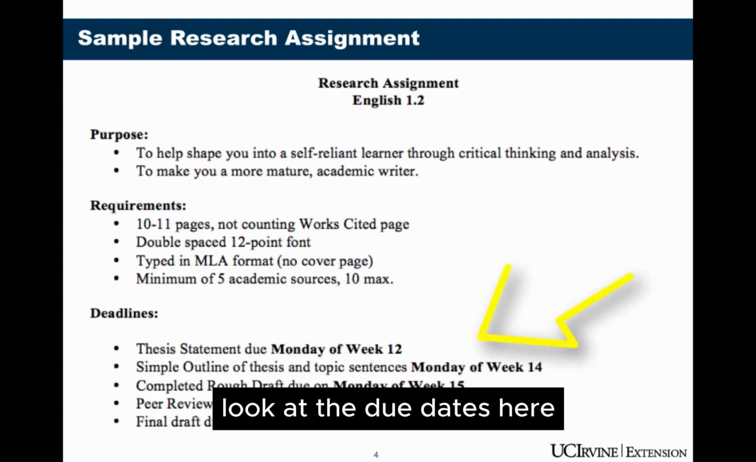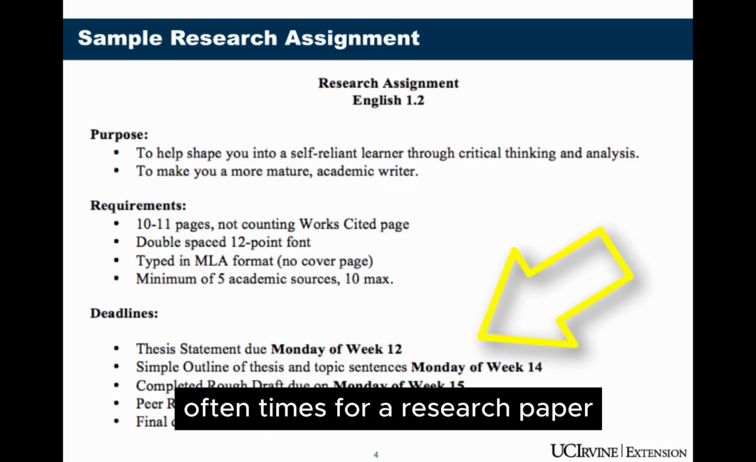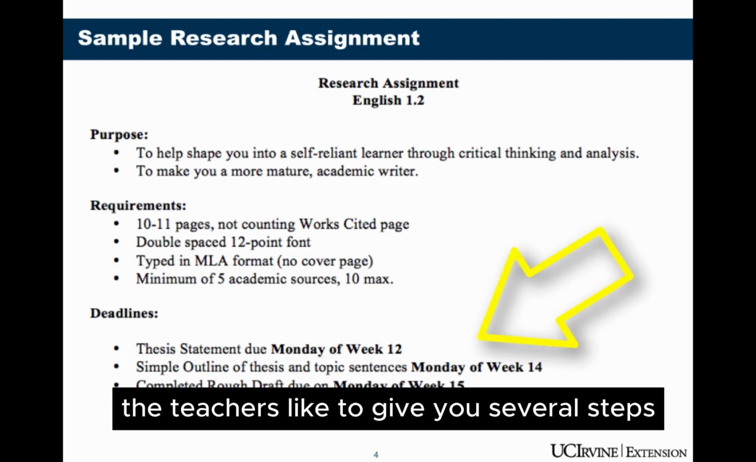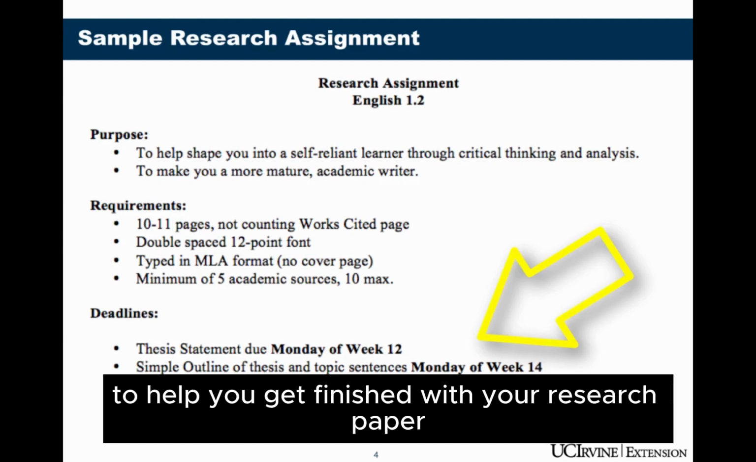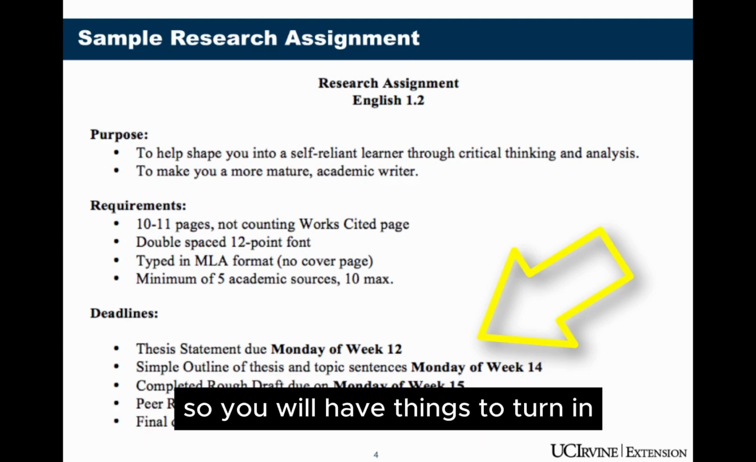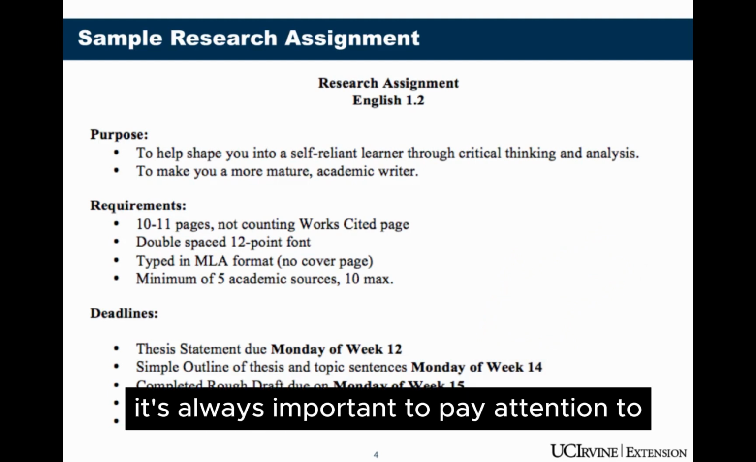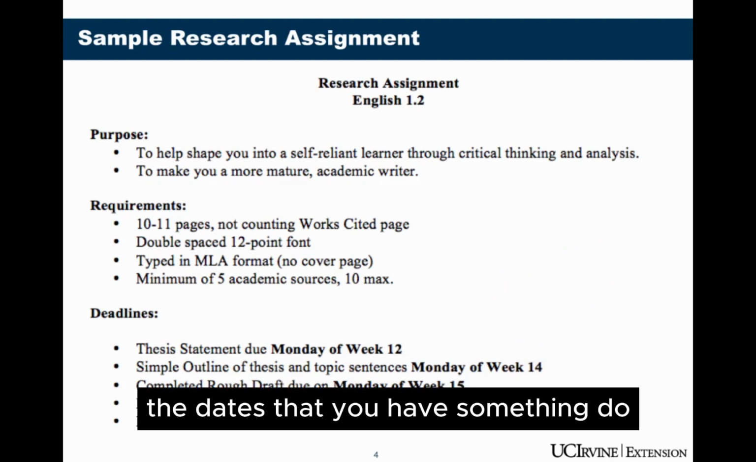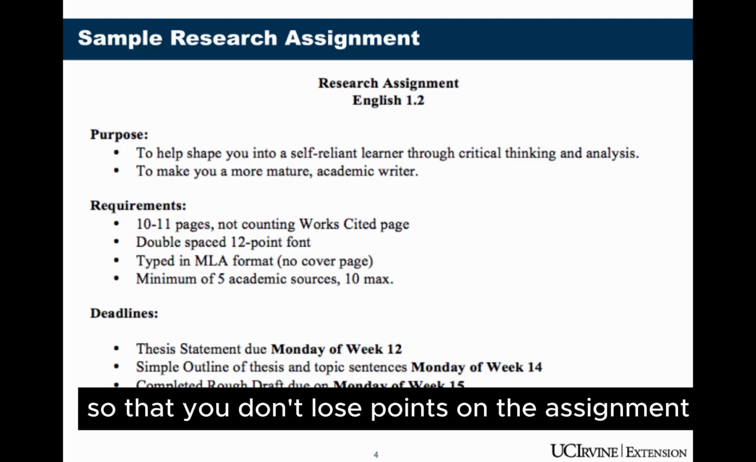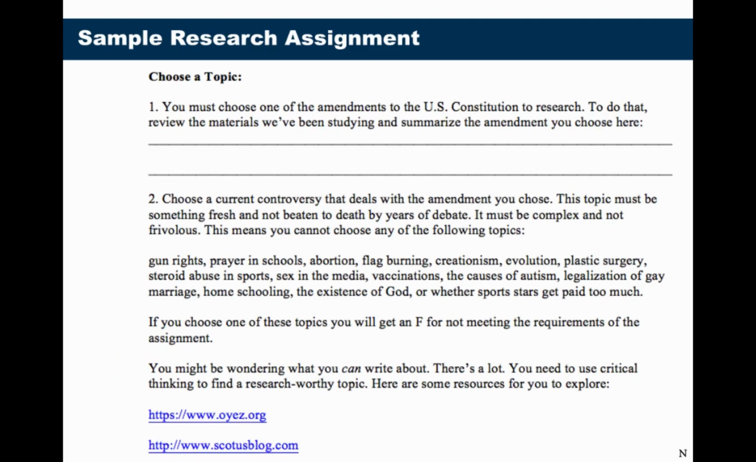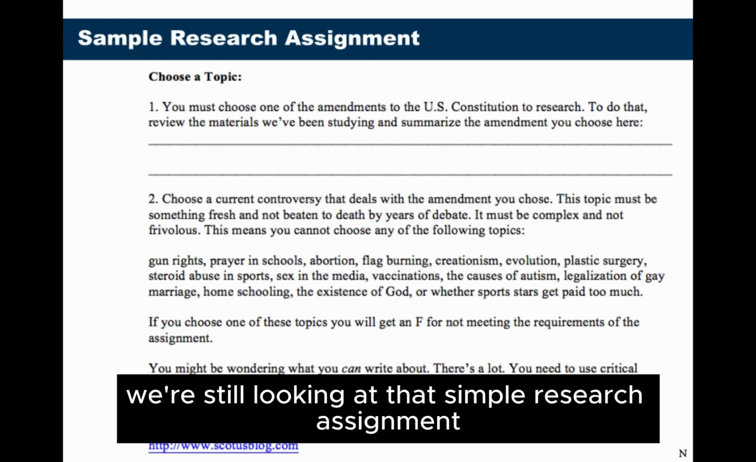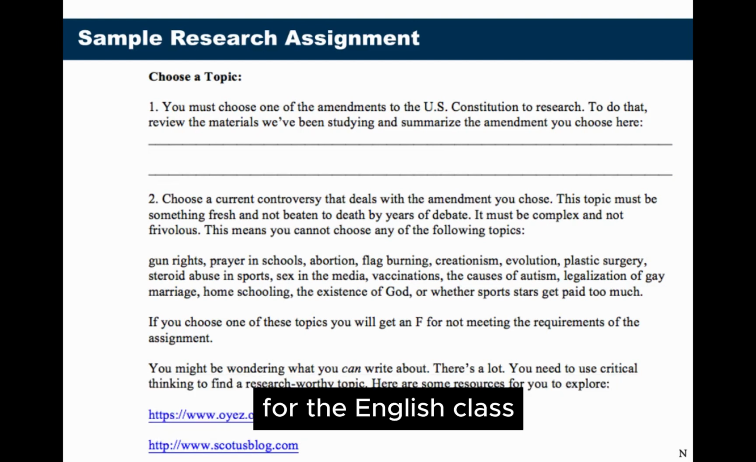Look at the due dates here. Oftentimes for a research paper, there will be several due dates. The teachers like to give you several steps to help you get finished with your research paper, so you will have things to turn in over the course of the assignment. It's always important to pay attention to the dates that you have something due so that you don't lose points on the assignment.